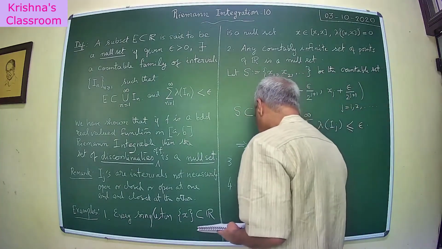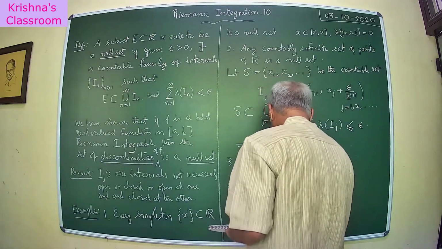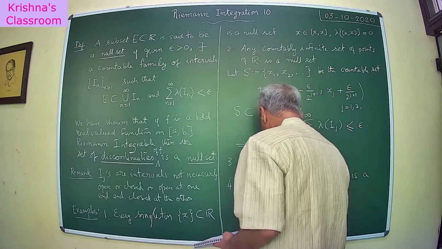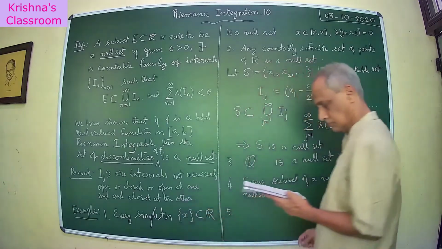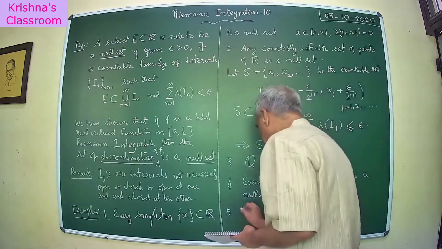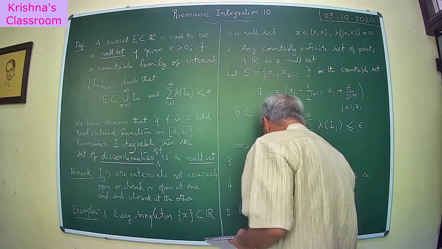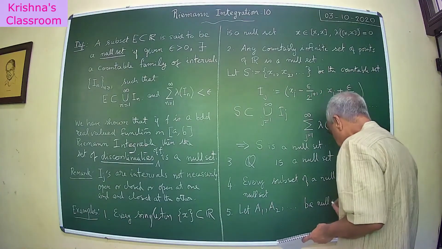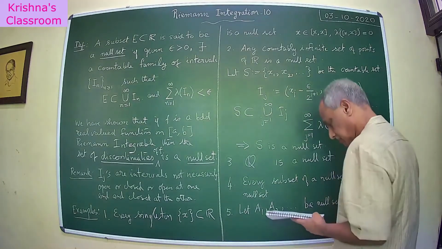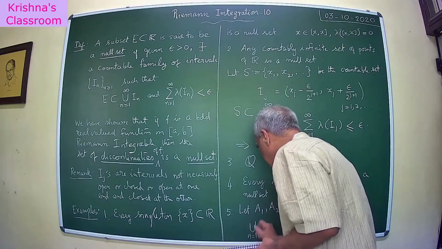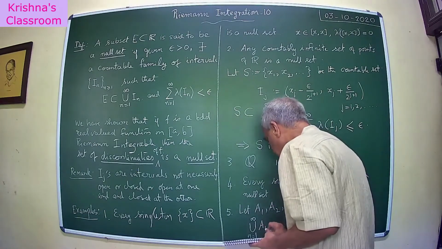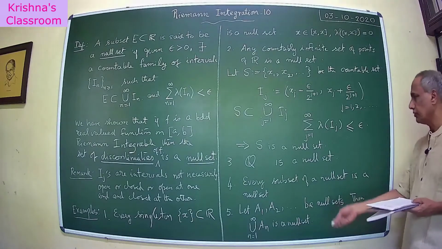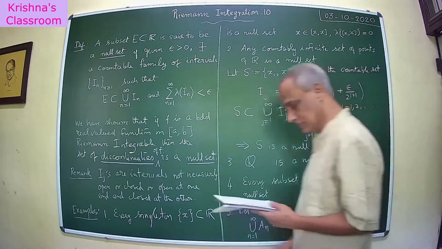Now, clearly, every subset of a null set is a null set. This is obvious. Let the sets be null sets, then the union is also a null set. Now apply the definition and one can get it easily. It's not difficult, a combination of this kind of ideas.